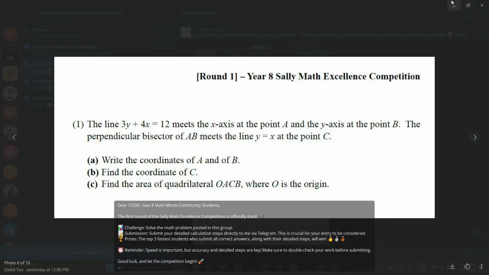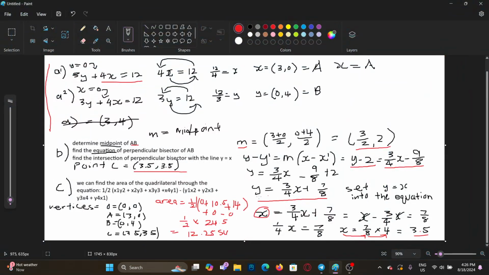First of all, we're going to get off this page and go on to my explanation slide. We're going to start with question A, which is find the point coordinates of A and B. For explaining purposes, x will be A and y will be B.